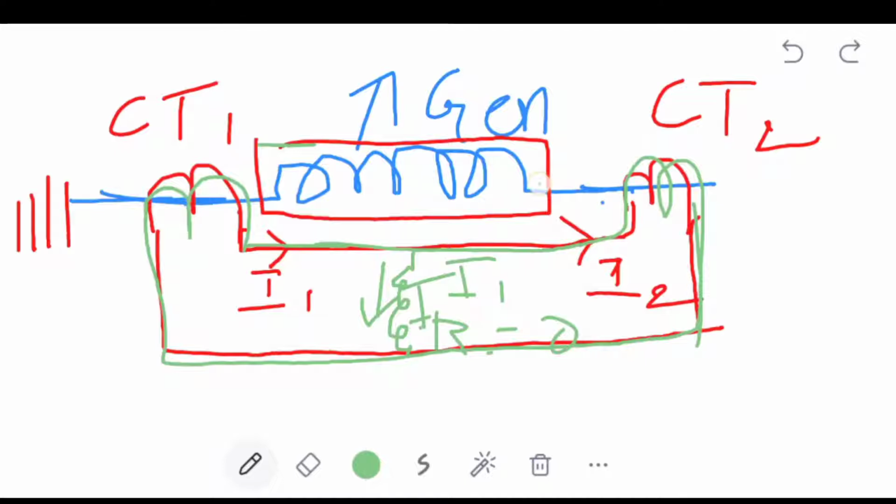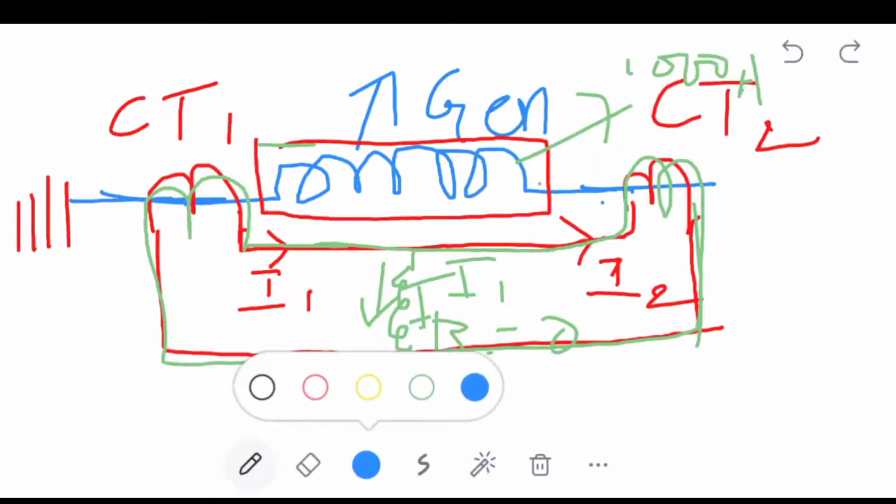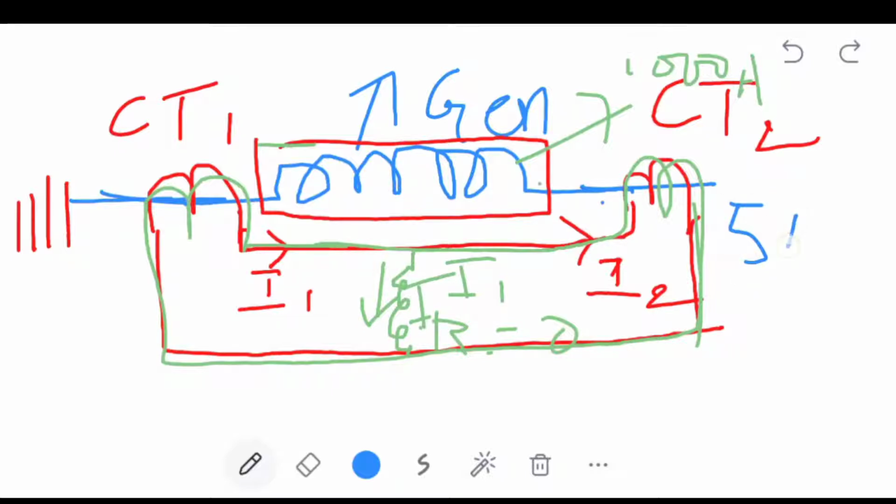Suppose the generator is supplying a load current of 1000 amps. Now the CT steps down the 1000 amps into 5 amps. 5 amps will flow here, and again 5 amps will flow here. After that, again 5 amps flows through this CT2.